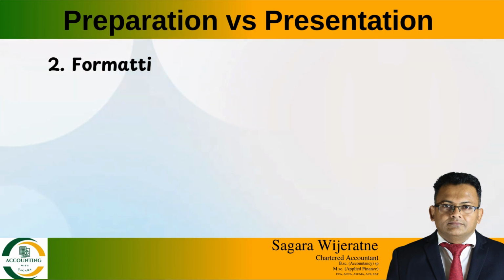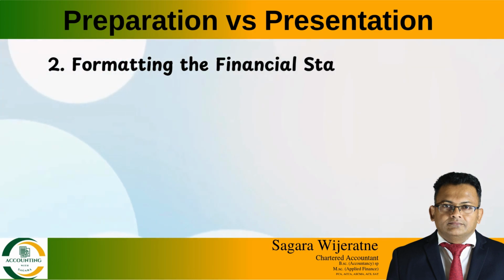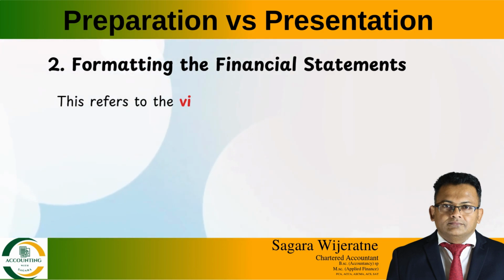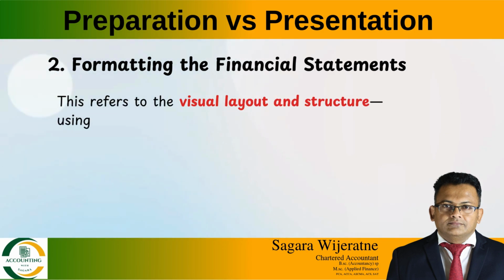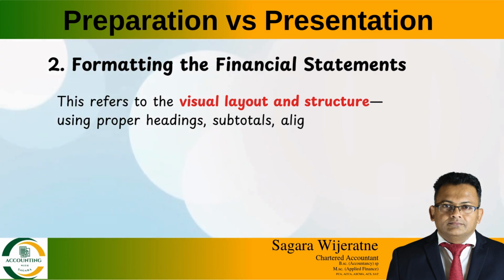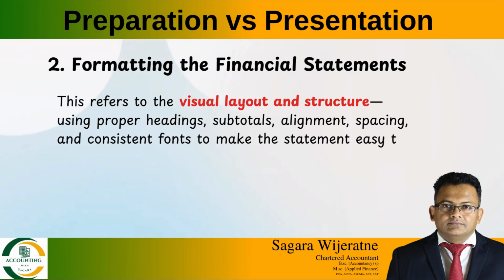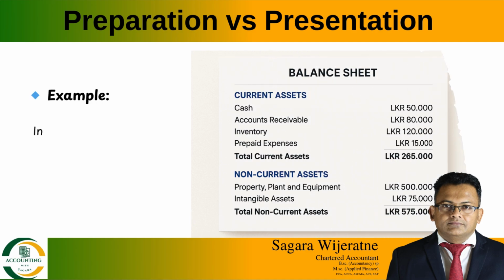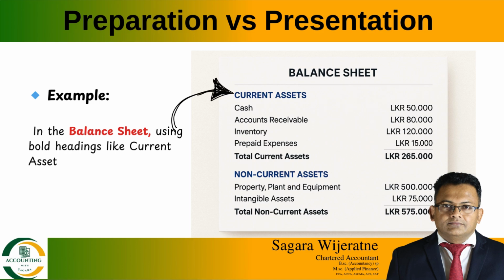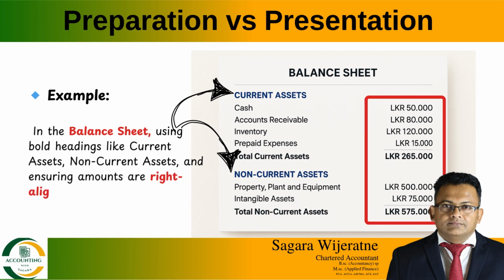Second one, formatting the financial statements. Formatting the financial statements refers to the visual layout and structure using proper headings, subtotals, alignment, spacing, and consistent fonts to make the statement easy to read and interpret. Example: in the balance sheet, using bold headings like current assets, non-current assets, and ensuring amounts are right aligned with proper currency symbols. Example: Sri Lankan rupees, US dollars, etc.